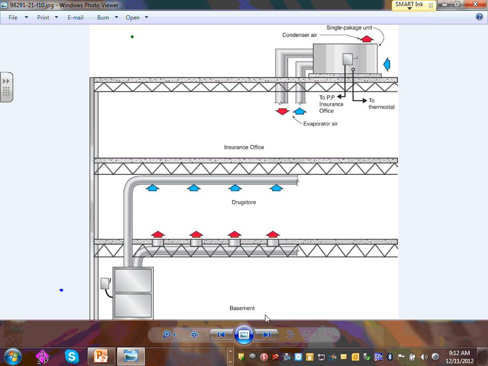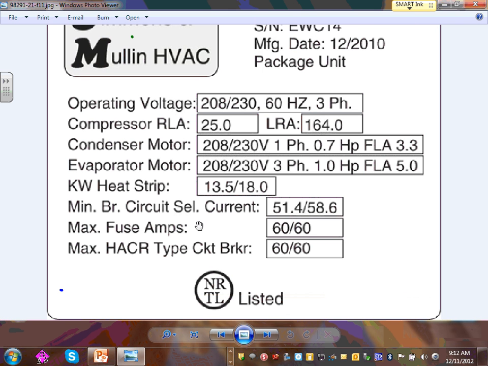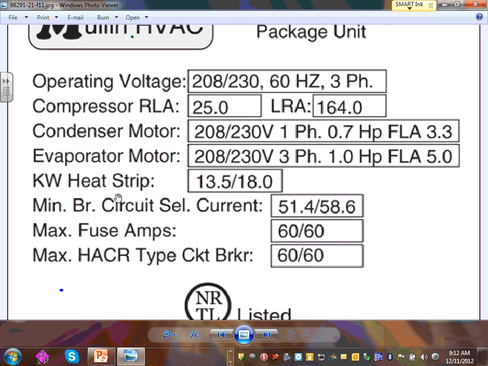Before, I showed you the split unit. Here's what locked rotor current looks like. I want to emphasize a couple of things. You see where it says maximum fuse right in here, 60, or circuit breaker. These are what you're going to be looking at.